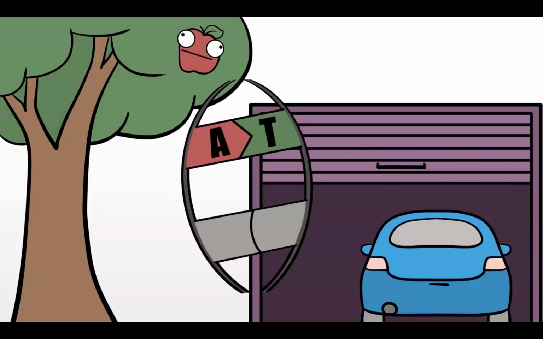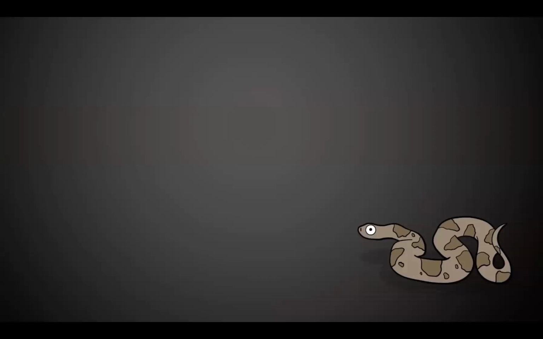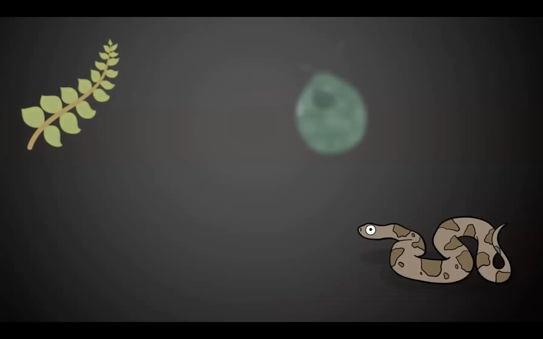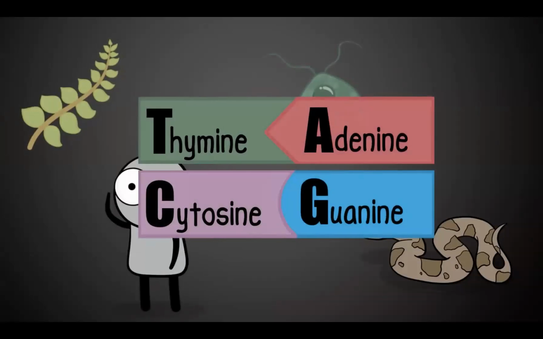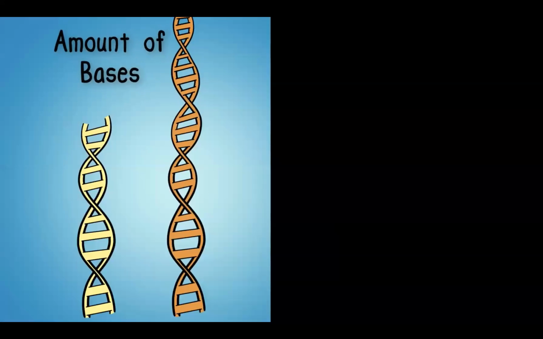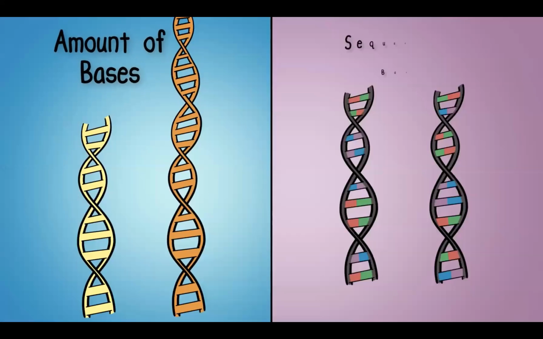The other verse is car in the garage, and that can help you remember the base C always goes with the base G. Regardless of whether we're talking about Spike or a plant or a protist or a human like you, these are the DNA bases in living organisms. But the amount of DNA bases overall and the sequence of those bases will vary among different species and also among different individuals.